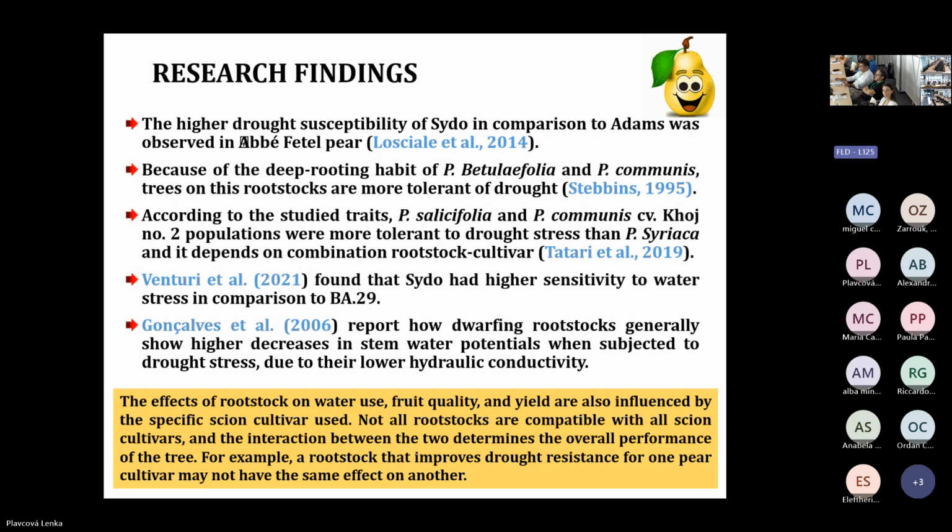What I want to emphasize is the fact that the effect of rootstocks on water use, fruit quality, and yield is also influenced by the specific scion cultivar used, and not all rootstocks are compatible with all scion cultivars, and the interaction between the two of them determines the overall performance of the tree. For example, a rootstock that improves drought resistance for one pear cultivar may not have the same effect on another.